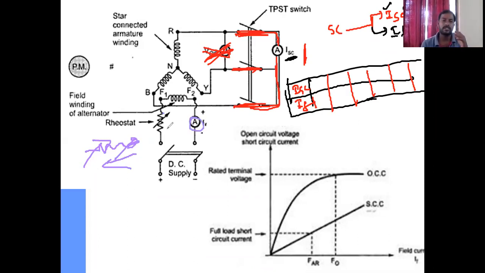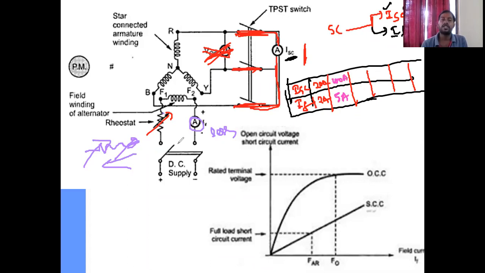So for example, at starting, maximum resistance is there in the field winding, so there is less field current. I'm taking it as 2 amps, and at 2 amps the short circuit current is 20 amps. Then you change the rheostat position and reduce the resistance, so that the field current increases. That increased current I am taking as 5 amps, and the short circuit current is 100 amps.